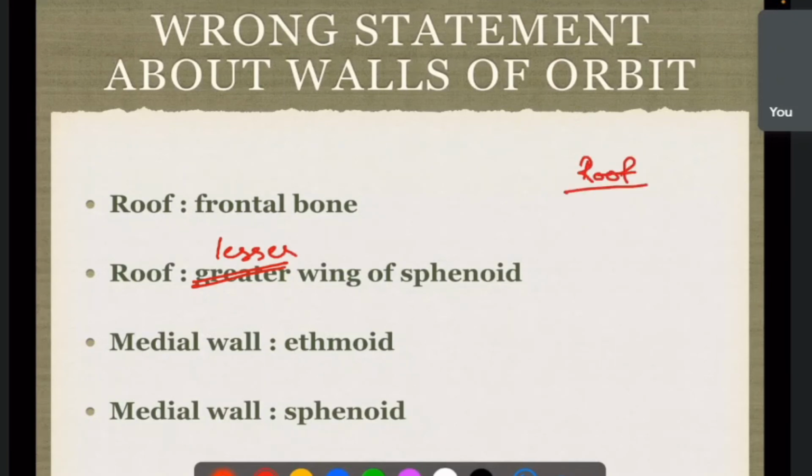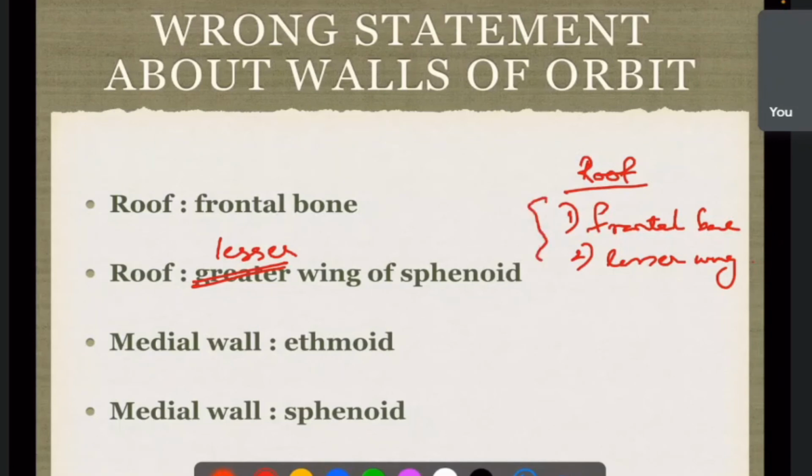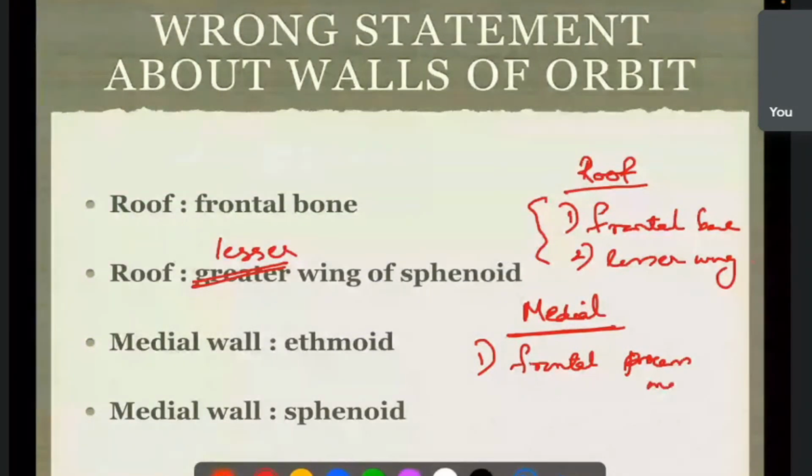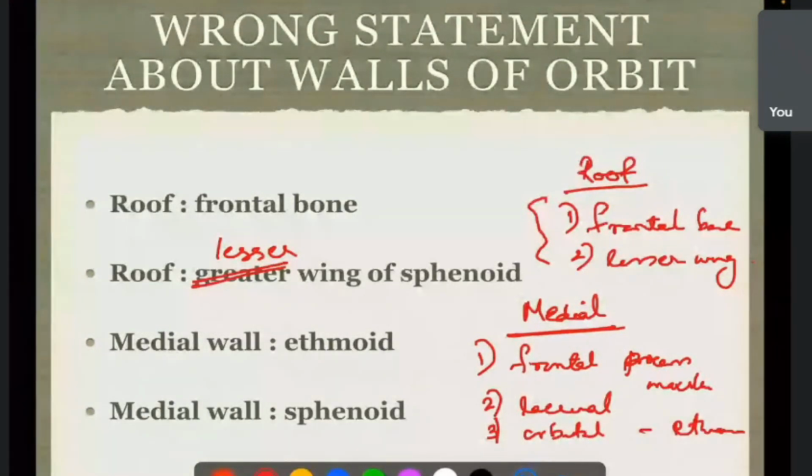Orbital surface of frontal bone, and the lesser wing of sphenoid bone. That is two structures forming the roof. Then tell me about the medial wall. How many bones are forming the medial wall? Four bones. In order: frontal process of maxilla, lacrimal bone, orbital plate of ethmoid, and body of sphenoid. Yes, very good.